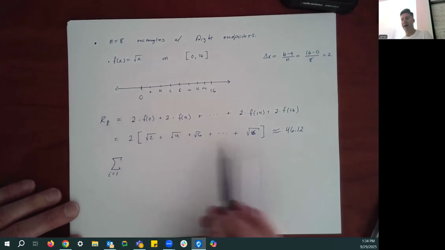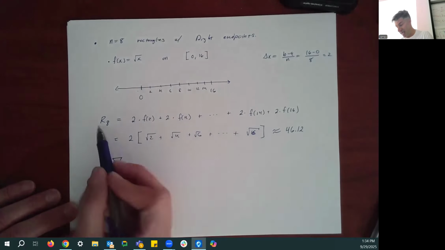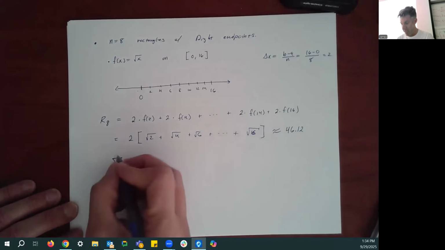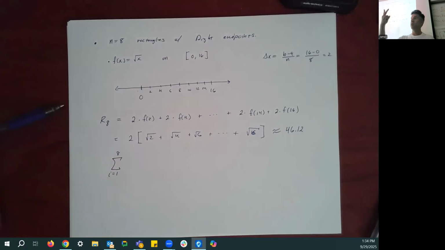I know I didn't write them all out, but we know it's how many? It's 8. So we're going to go from i equals 1 to 8, right? 1, 2, 3, 4, 5, 6, 7, 8 counts 8 things. If you end up starting at 0 and you want to count 8 things, well, then you need 0, 1, 2, 3, 4, 5, 6, 7. So you could go from i equals 1 to 8. You could alternatively go from i equals 0 to 7 and still count up 8 things.